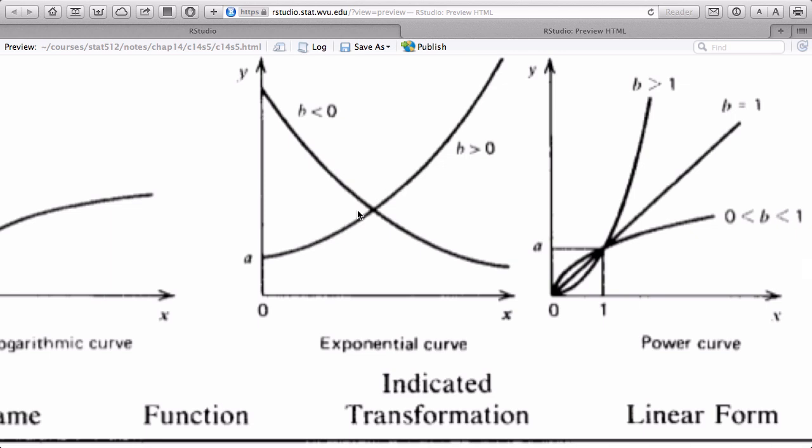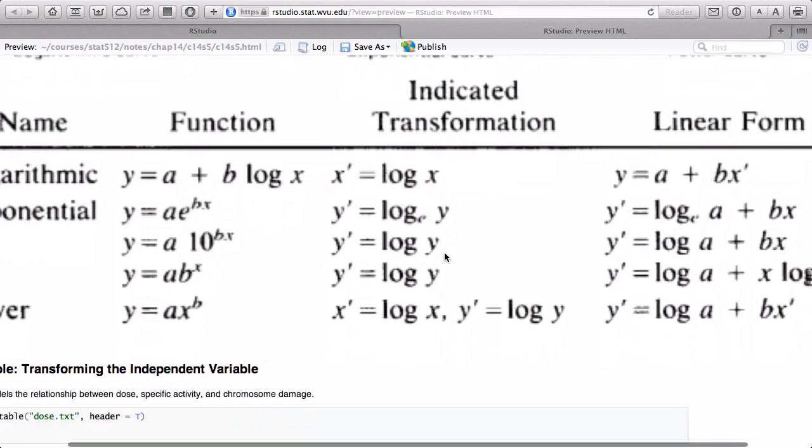And so what these exponentials look like: if b is greater than 0, they're going up. If b is less than 0, it's exponentially decreasing. So we have an exponential increase with b greater than 0 in all cases.